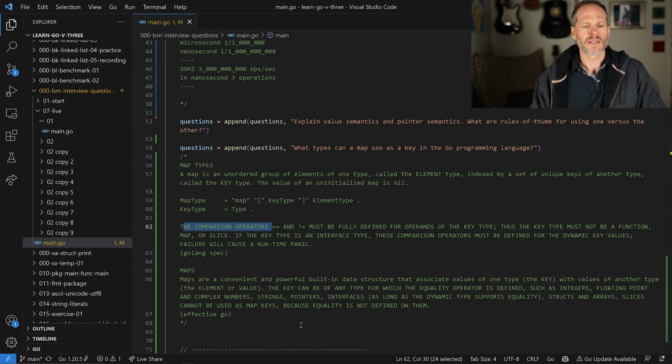I put the important parts in capitalization here. And maps are a convenient and powerful built-in data structure that associate values of one type, the key, with values of another type, the element or value. The key can be of any type for which the equality operator is defined, such as integers, floating point and complex numbers, strings, pointers, and interfaces, as long as the dynamic type supports equality, structs, and arrays. Slices cannot be used as map keys because equality is not defined on them. So that's the answer for this question: you need things which are comparable.